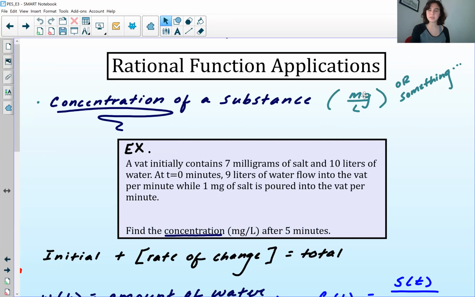So I chose the units milligrams over liters, but there are a lot of different possibilities there. And so I'm going to get into the example here. We have a vat that initially contains 7 milligrams of salt and 10 liters of water. At t equals 0 minutes, 9 liters of water flow into the vat per minute, while 1 milligram of salt is poured into the vat per minute. Find the concentration in milligrams per liter after 5 minutes.